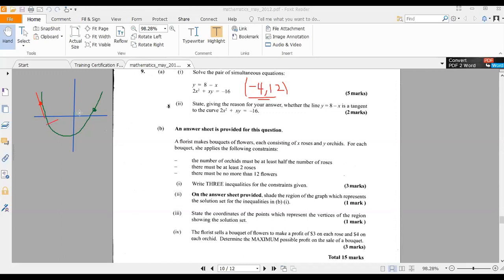Let's not prolong this one. If I have this, it is not a tangent line. You know why? Because this line is cutting at two points, so it's not a tangent line. Is that clear for you?